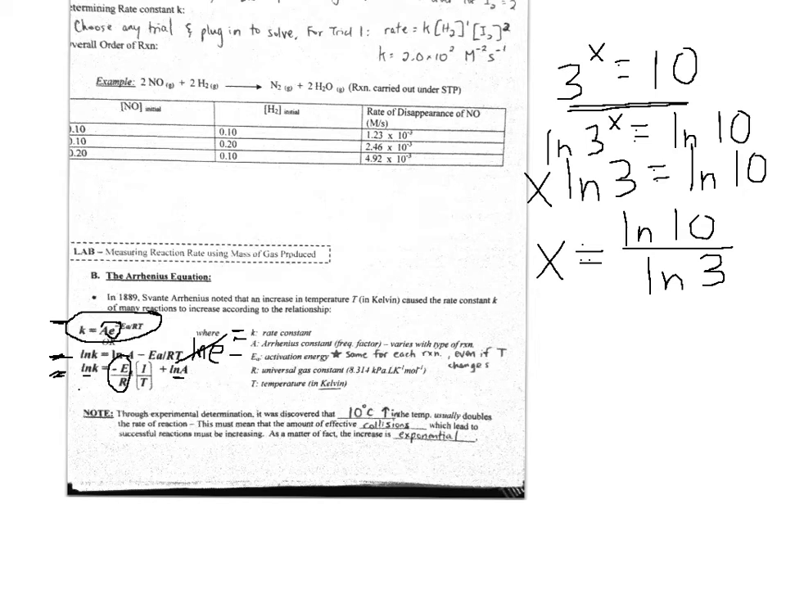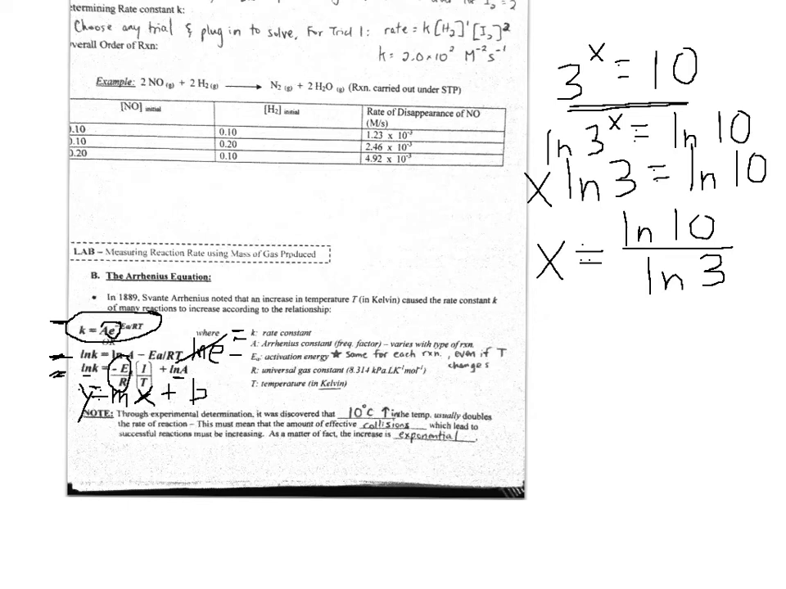and so this actually looks like the equation for a straight line. Natural log of K would be Y. The negative activation energy over R would be the slope, M. Reciprocal of temperature, in Kelvin, by the way, that's important, is X, so y equals mx plus b. So then the y-intercept would be the natural log of A.